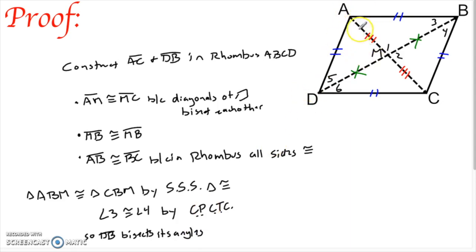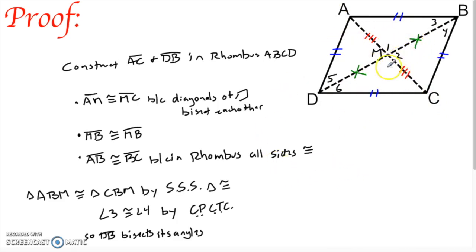Now, to get that AC bisects its angles, we could do the same argument, but just with these two triangles here, right? Look at these two. Aren't these also side, side, side congruent? You've got these two pieces congruent to each other, DM and MB, for the same reason. M is the midpoint, it's a parallelogram, so the diagonals bisect each other. So we've got side, side, side on these two triangles, which makes those angles congruent and makes those angles congruent. Right? So both of the diagonals bisect the angles.